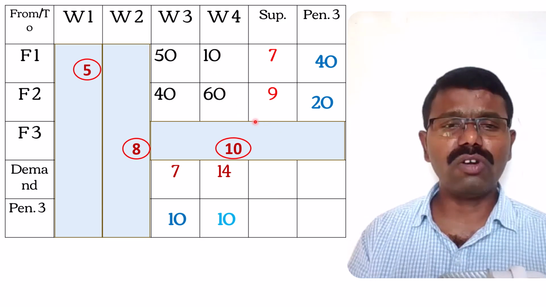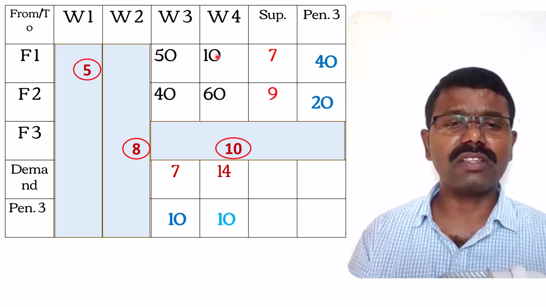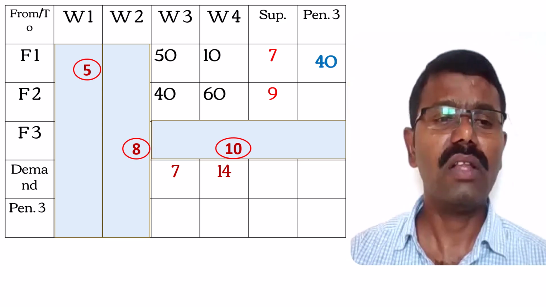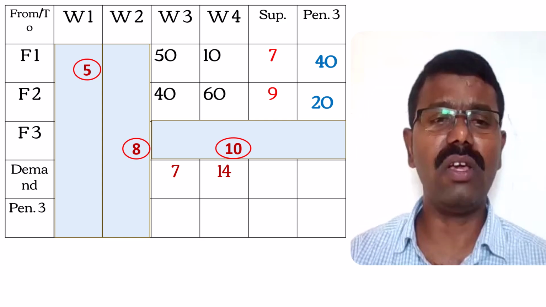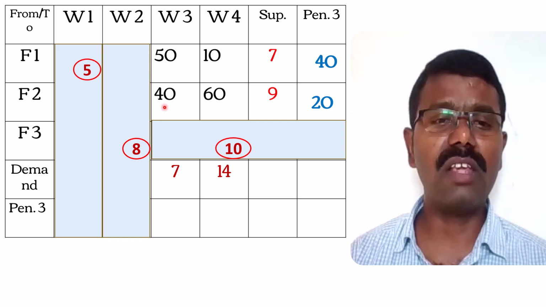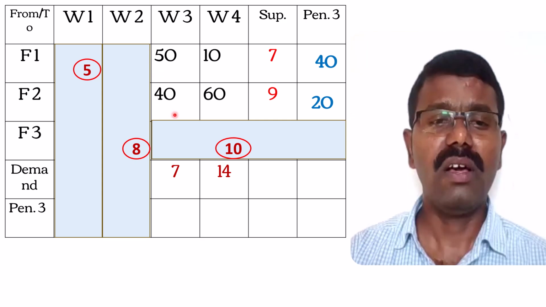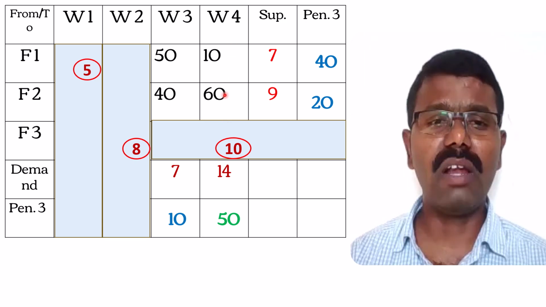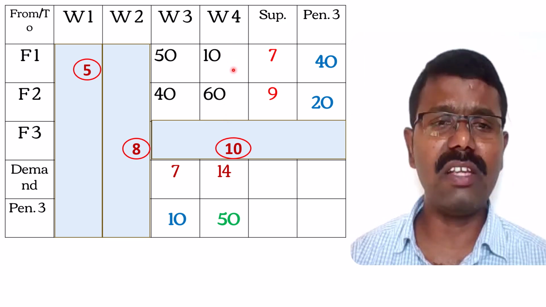The remaining matrix is only a 2 by 2 matrix. Again you calculate penalties for this 2 by 2 matrix. So now if you calculate penalty 4, it will be 40 and here 20, and here it will be 50 minus 40, 10, and then here 60 minus 10, it is 50. That means we need to select column 3. In this column, what is the least cost cell? The least cost cell is this, that is 10.